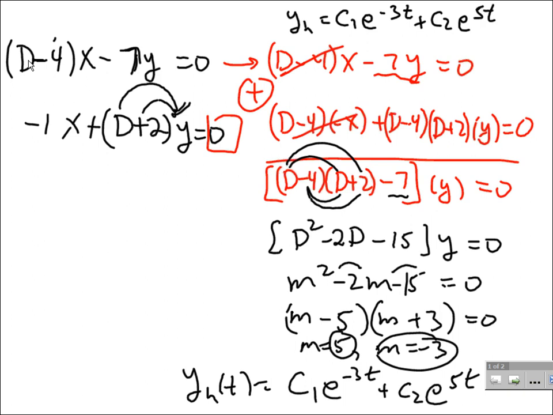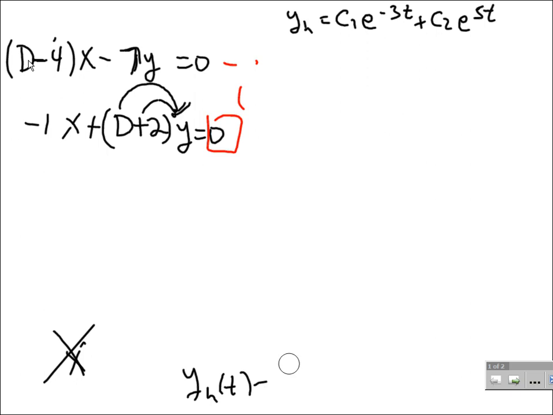And what we've done was we eliminated x. We got rid of x. Now we're going to do this all over again. I'm going to get rid of y. Now we want to get rid of y.